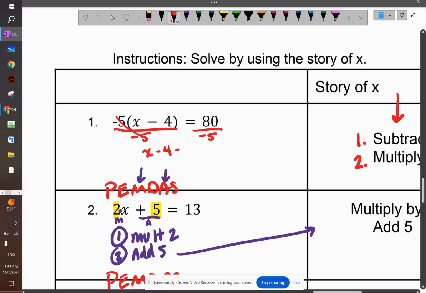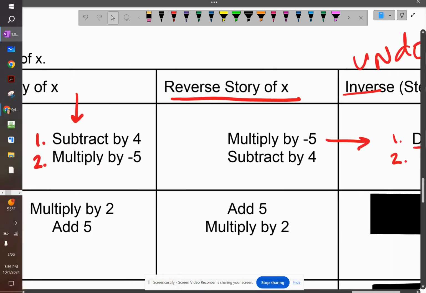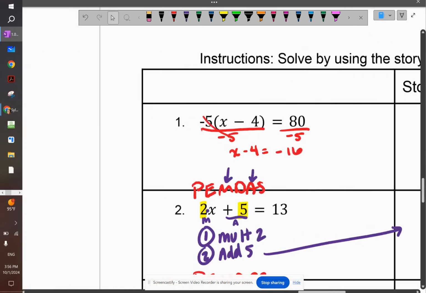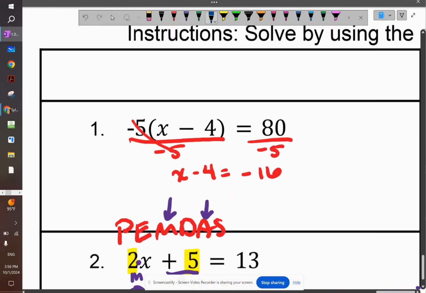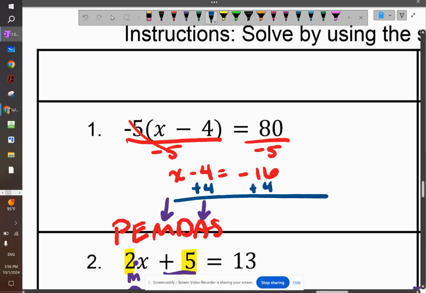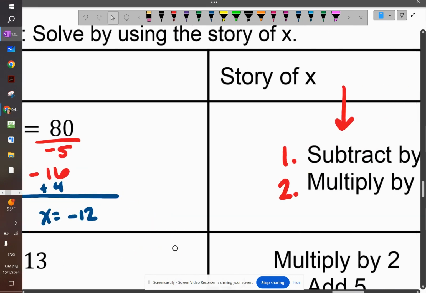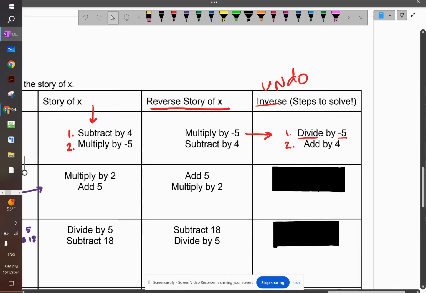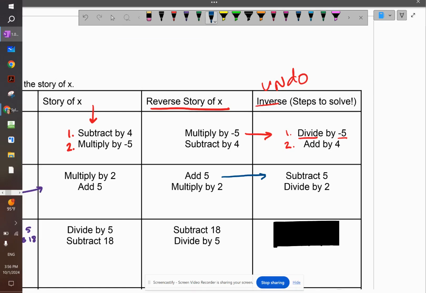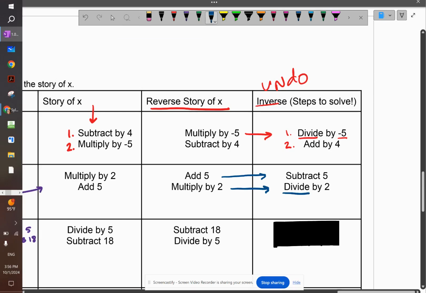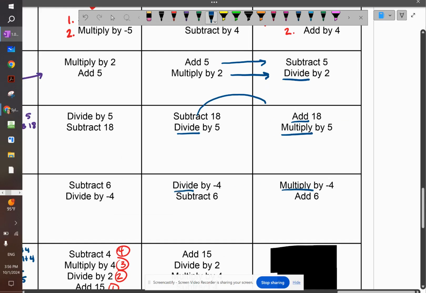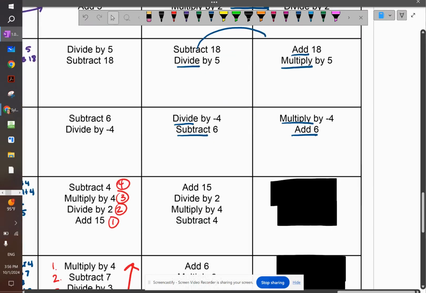Now I'm left with x minus 4 equals, and then the next step was to add 4. So now I'm going to add 4 to both sides, and now I get x is equal to -12. When you do the inverse, you're creating the steps to solve. So how do I undo adding 5? Subtracting 5. And how do I undo multiplying by 2? I undo multiplication by division. Subtract becomes addition. Divide becomes multiply.